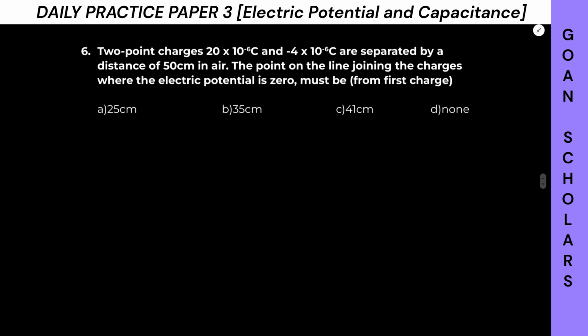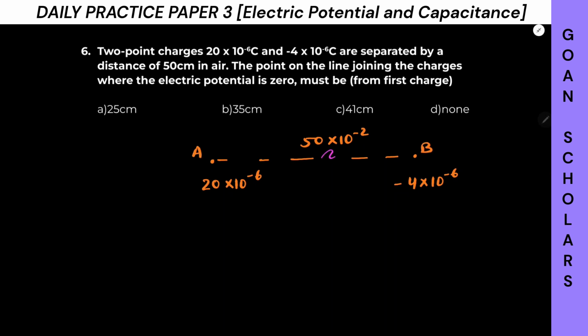2 point charges, this and this, are separated by a distance of this. Find the point on the line joining the charges where the electric potential is 0. So let's solve this. First of all, 20 into 10 to the power minus 6 here. Second charge, minus 4 into 10 to the power minus 6 here. Separation between them, what is that? 50 centimeters. So 50 into 10 raised to minus 2. Okay, this is A, this is B. Let's say at any point P, the net potential is 0 and this is at X. So this will be 50 minus X, right?